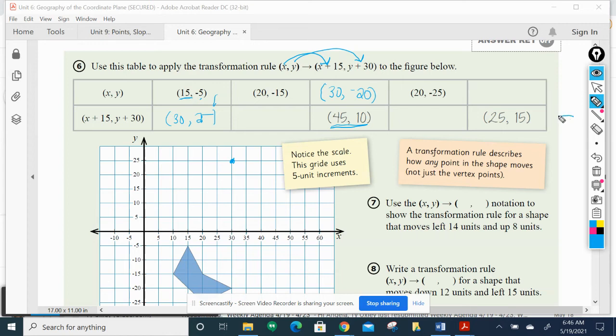When I finish, I want to plot all of these points in the bottom row. The ones in the top row should already be plotted on the figure that's on here. And so when I finish, I should get a figure that looks exactly the same as the one that's already drawn there, the blue one. However, it will be shifted 15 units to the right and 30 units up, since x tells me to go left or right and y tells me to go up and down.